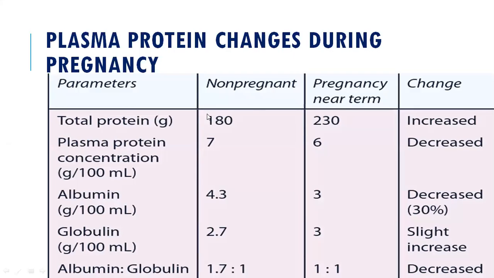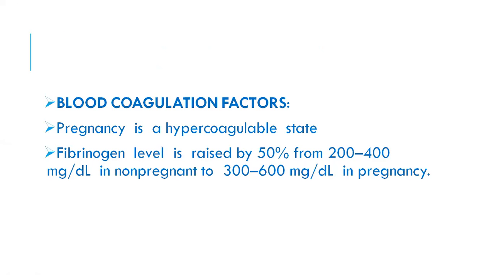Total proteins in non-pregnant is 180. Pregnancy near term is 230. It is increased. What happens to plasma protein? Because of hemodilution, albumin 4.8 is decreased. Globulin is also decreased, and the albumin globulin ratio is also decreased. So these are the normal changes that occur in pregnancy. When you look at these values, they are normal for pregnancy.